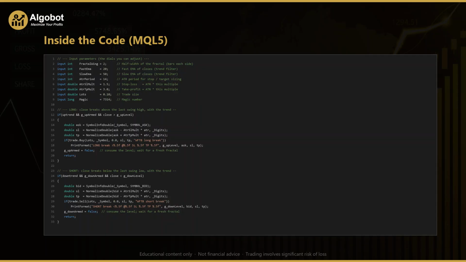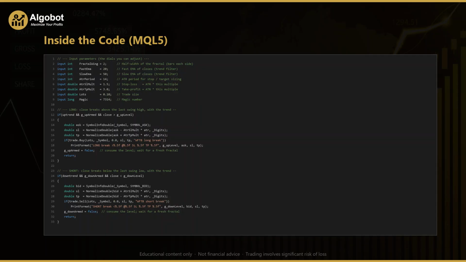The short block is the exact mirror. If downtrend and the down level is active, and the close is below that down level, the code reads the bid price, places the stop loss above at the bid plus the ATR stop multiple, and the take profit below at the bid minus the take multiple. It then calls trade.sell with the same sizing. Both sides normalize the prices to the symbol's digits so the broker accepts them cleanly.